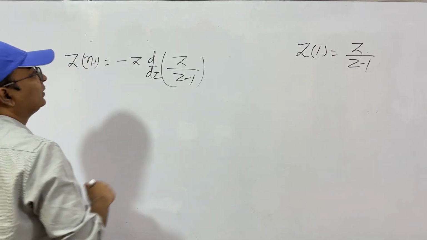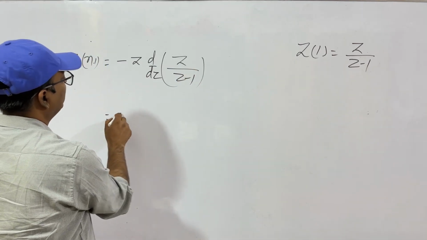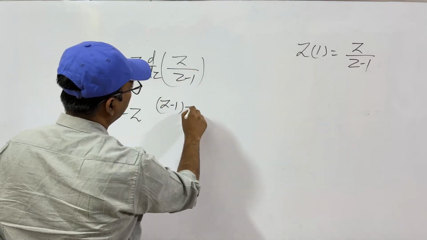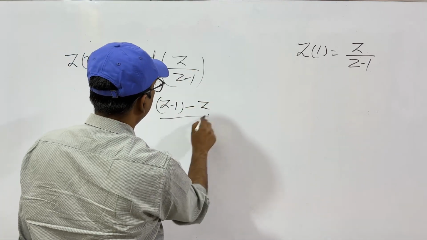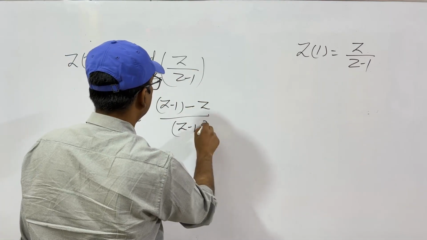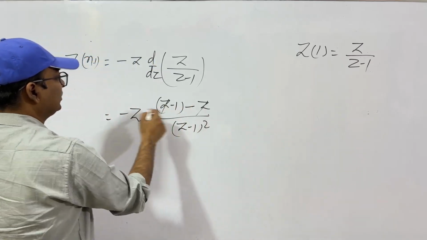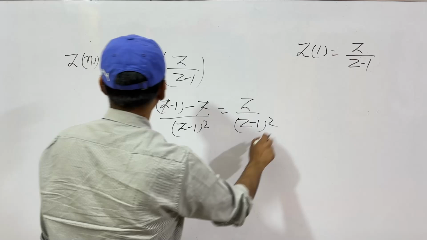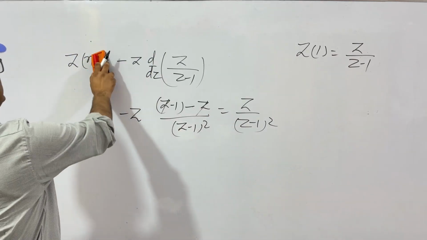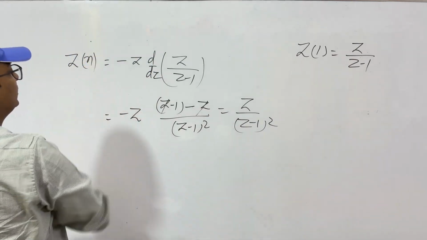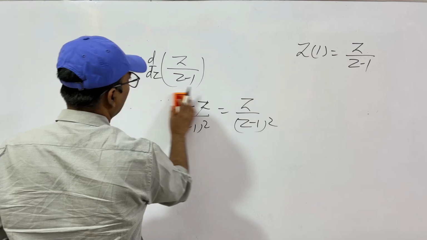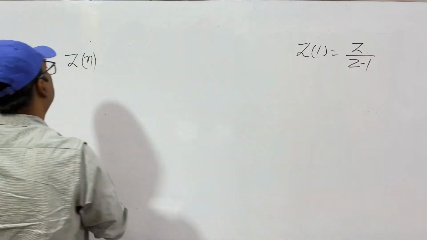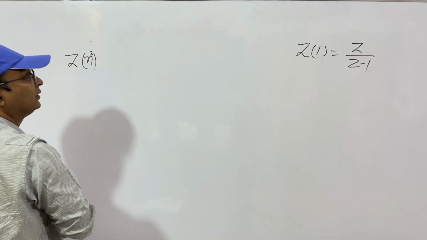So let's find out. This will be minus z, then z minus 1 dz by z minus z by z minus 1 square. Minus minus is gone, so what you get is z by z minus 1 square. So very easily we are able to find the value of z of n, which is equal to z by z minus 1 square.